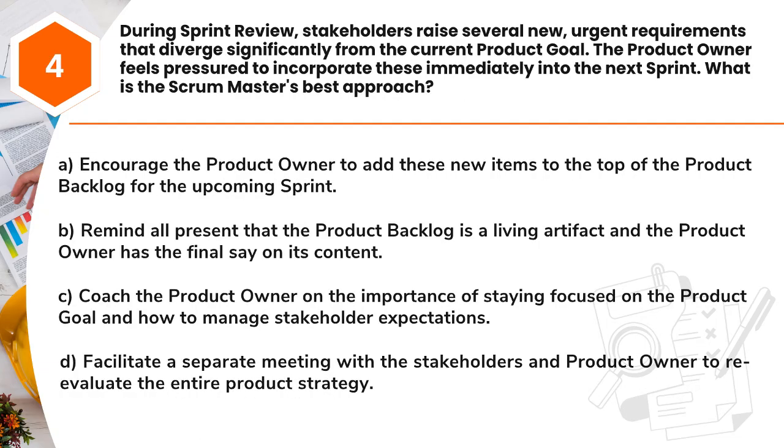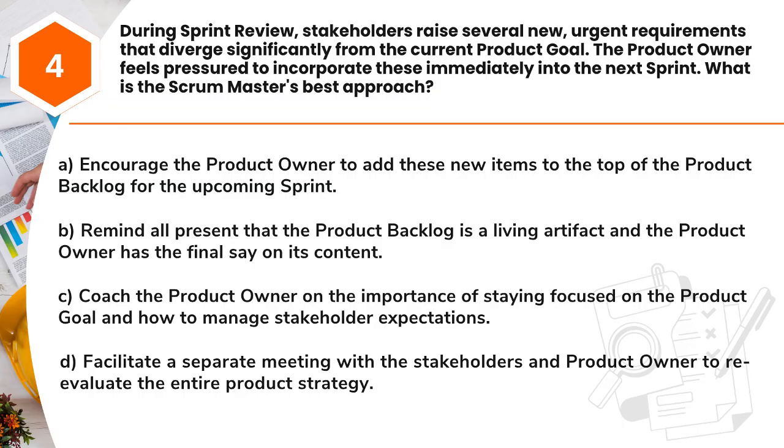Question 4. During sprint review, stakeholders raise several new, urgent requirements that diverge significantly from the current product goal. The product owner feels pressured to incorporate these immediately into the next sprint. What is the Scrum Master's best approach?